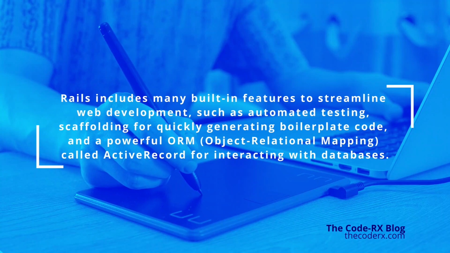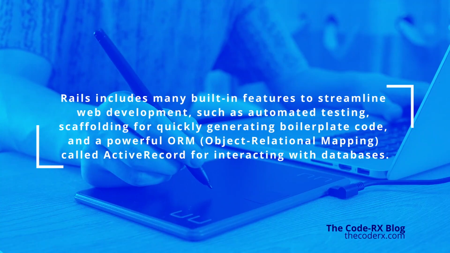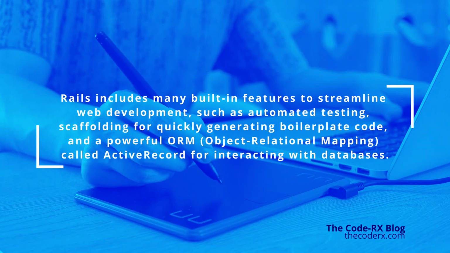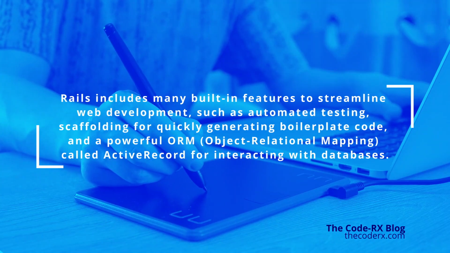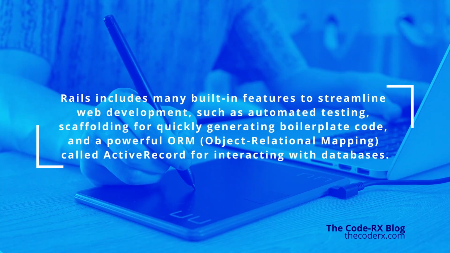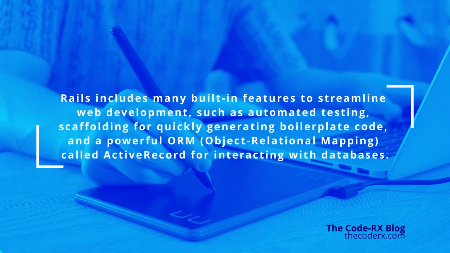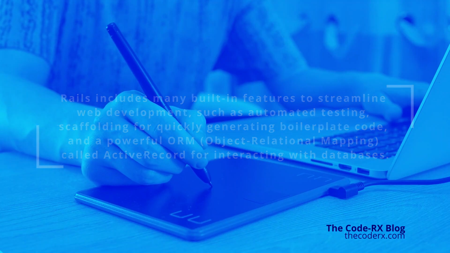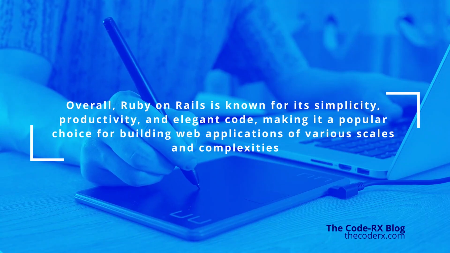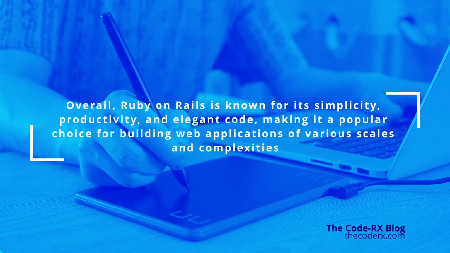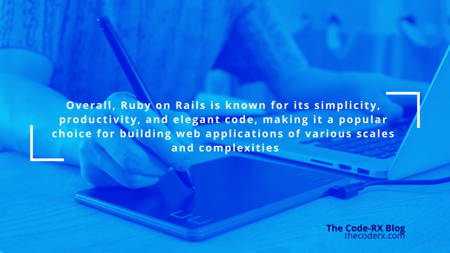Rails includes many built-in features for streamlining web development, and we're going to touch on a lot of those features in this video, but some would be automated testing and scaffolding for quickly generating boilerplate code, and a powerful ORM, or object relational mapping, called Active Record for interacting with databases. Now, overall, Ruby on Rails is known for its simplicity, productivity, and elegant code, making it a popular choice for building web applications of various scales and complexities.